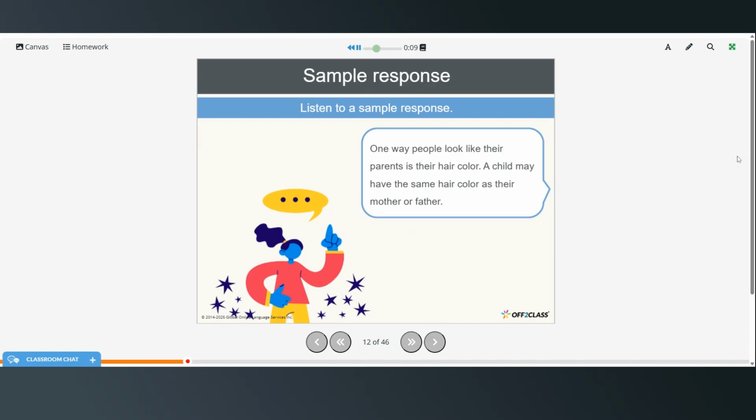One way people look like their parents is their hair color. A child may have the same hair color as their mother or father.